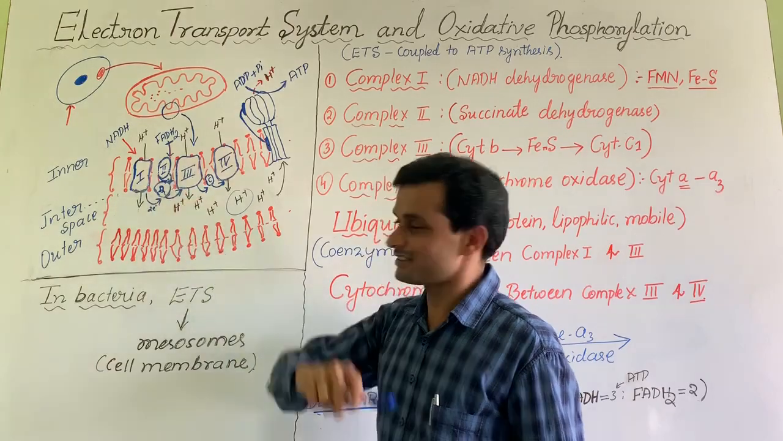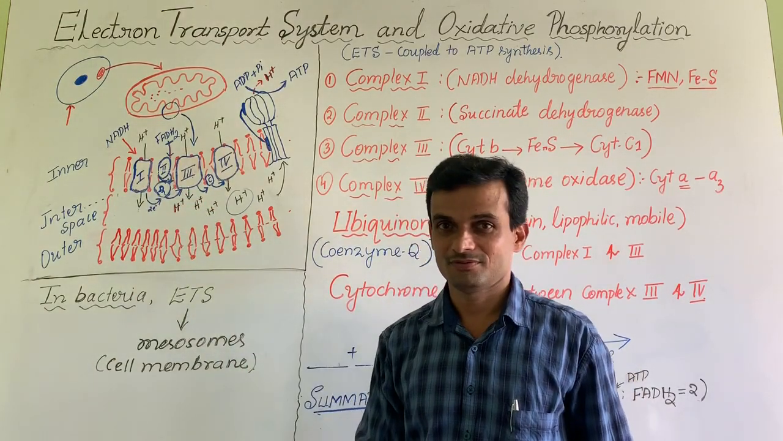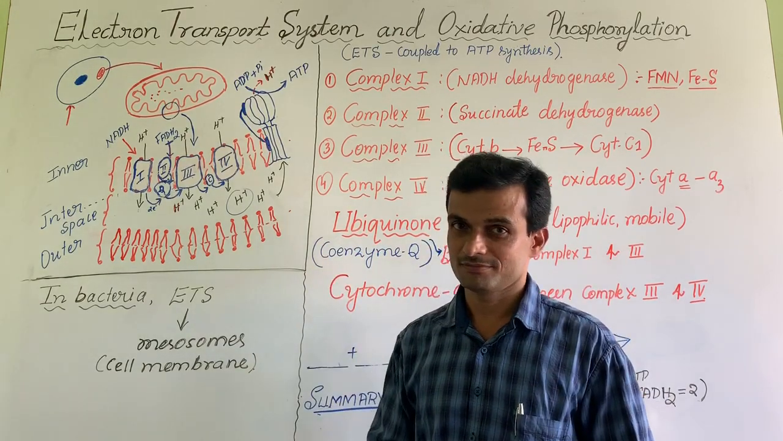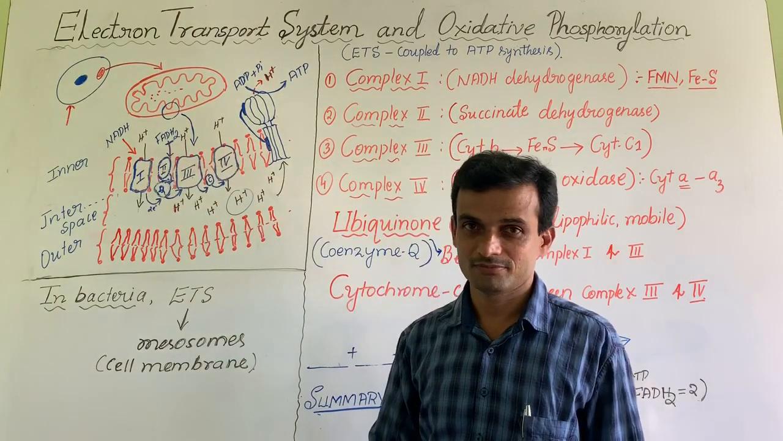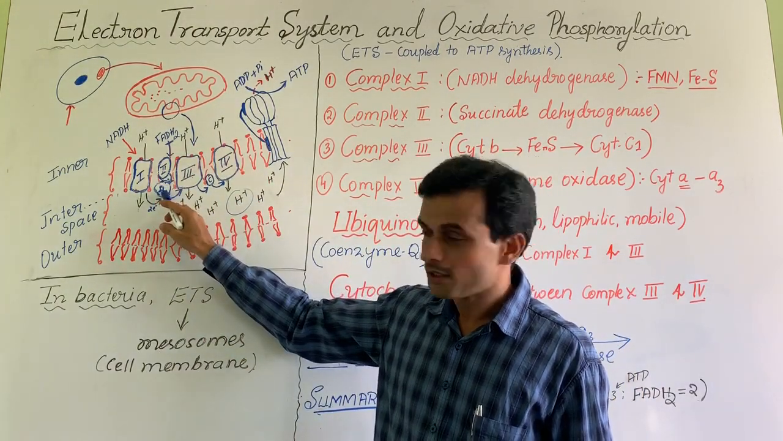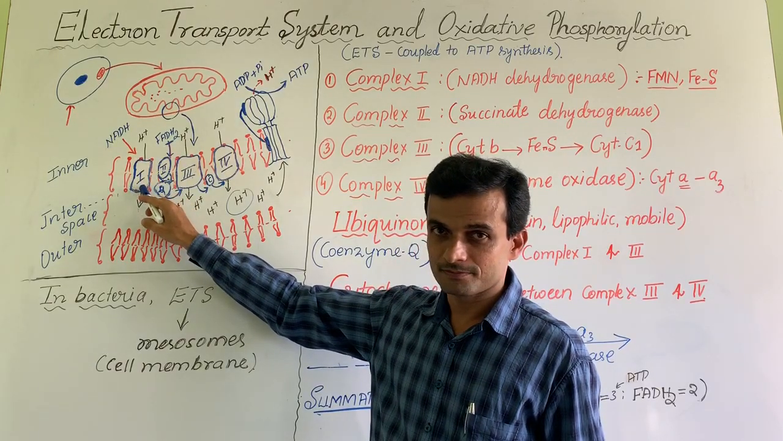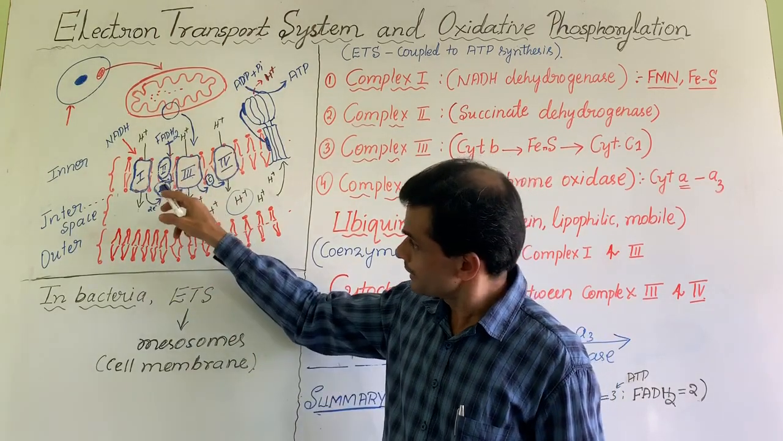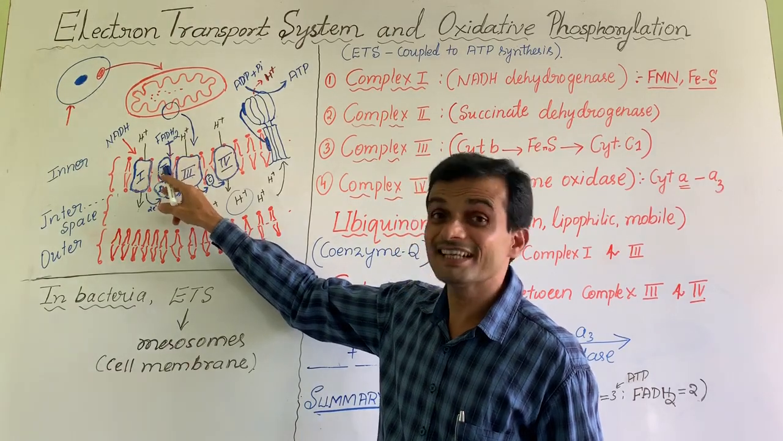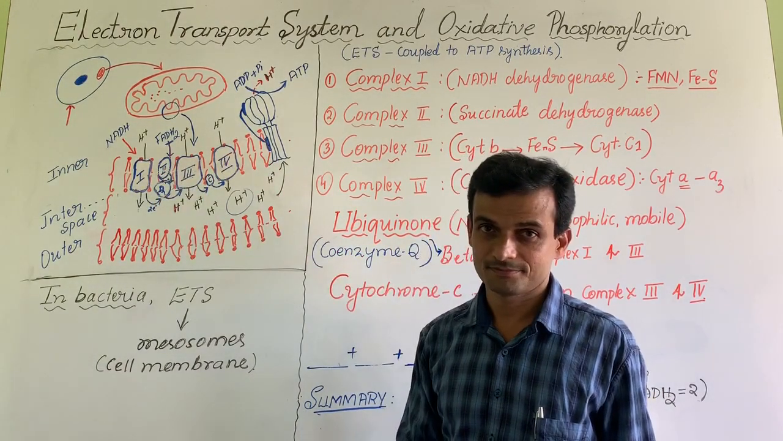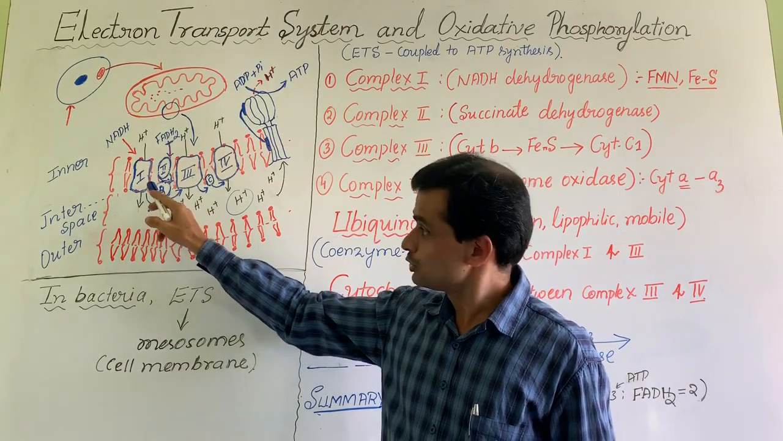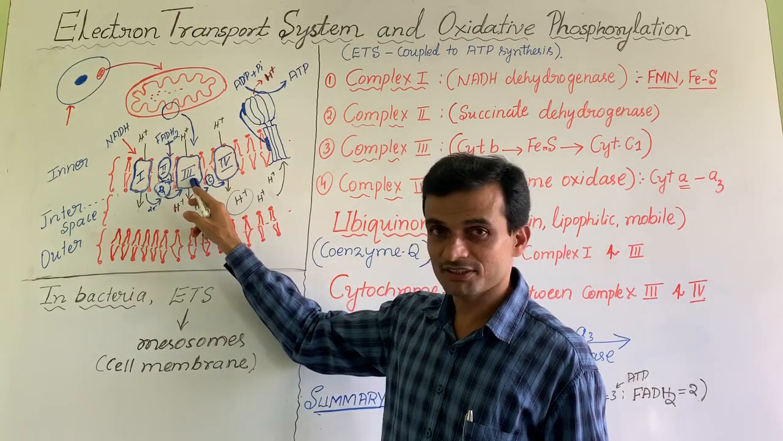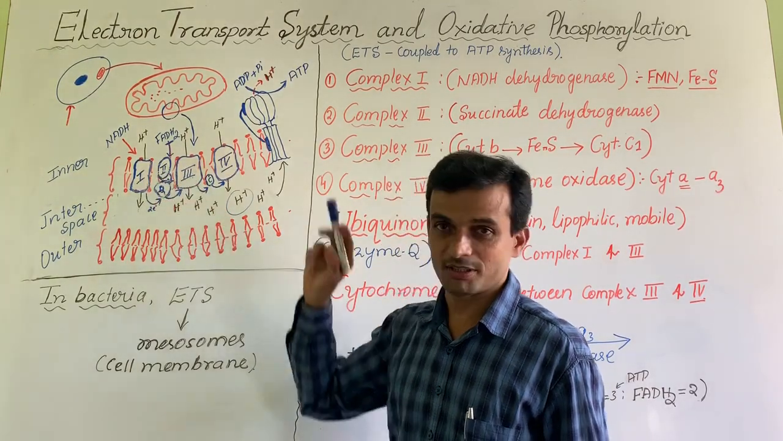Well, between first complex and third complex, there is ubiquinone. It is a lipophilic, non-protein, mobile electron carrier. Normally, students get confused in this part. Remember, this ubiquinone collects electrons from the first complex and then transfers them to the third complex. Or it can also collect electrons from the second complex. Therefore, ubiquinone is the electron carrier between first complex and third complex, and between second complex and third complex.